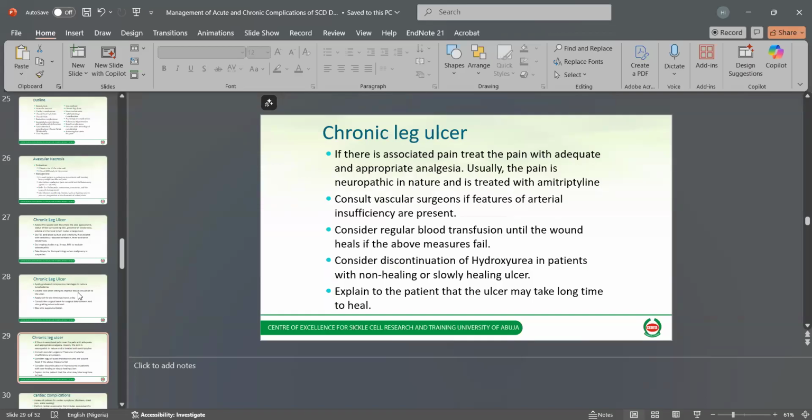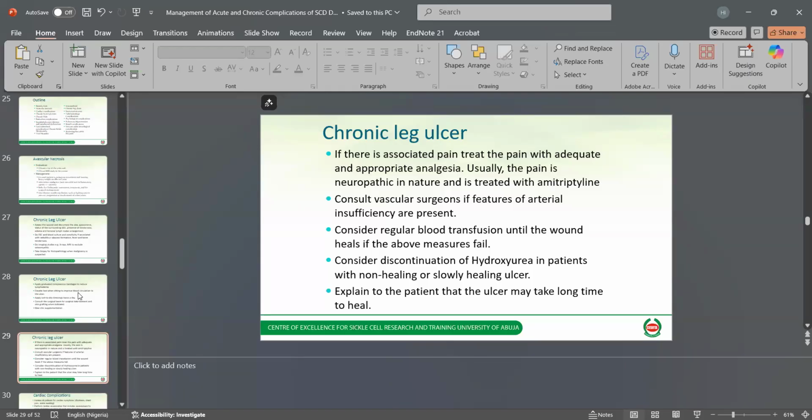If there is associated pain, treat the pain with adequate and appropriate analgesia. Usually the pain is neuropathic in nature and is treated with amitriptyline. Consult vascular surgeons if features of arterial insufficiency are present. Consider regular blood transfusion until the wound heals if the above measures fail. Also consider discontinuation of hydroxyurea in patients with non-healing or slowly healing ulcer.